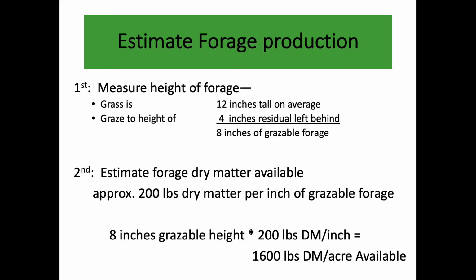You can estimate the forage dry matter available as 200 pounds of dry matter per inch of grazable forage. So we had 8 inches that we were able to graze. That's 200 pounds of dry matter per inch. That's just an estimate number that you guys can use to figure that out. Then we've got 1,600 pounds of dry matter per acre available to use.